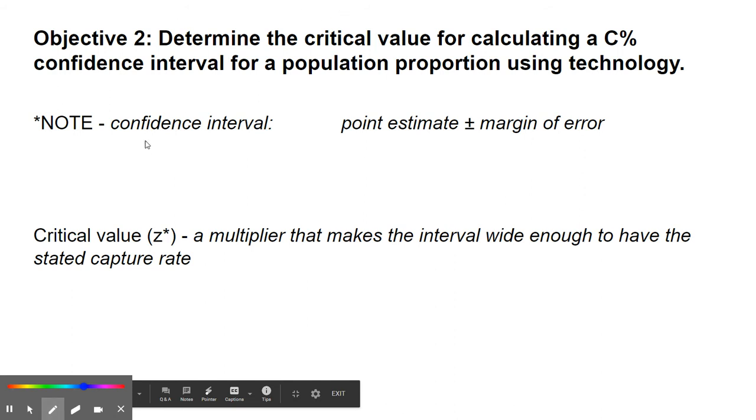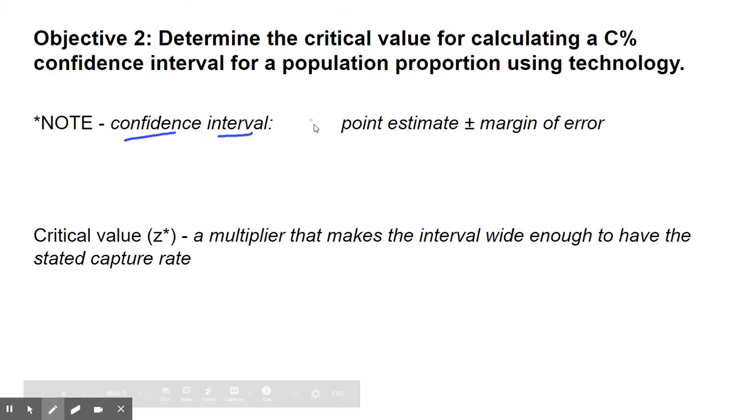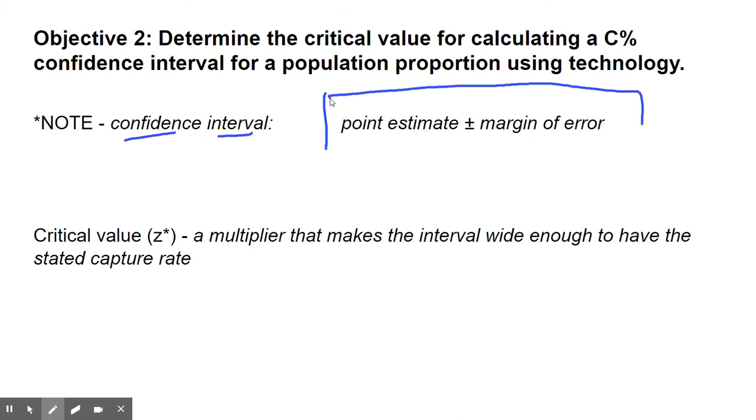Okay, so note that when we build the confidence interval, this is how we're going to do it, right? We're going to have our point estimate, and then we're going to add and subtract the margin of error. So what are we going to use for the point estimate? What are we going to use for the margin of error? Well, we'll get into that later. Right now, we got to talk about this idea called a critical value, which is our z star. Very similar to our z that we found in the stats applet beforehand.